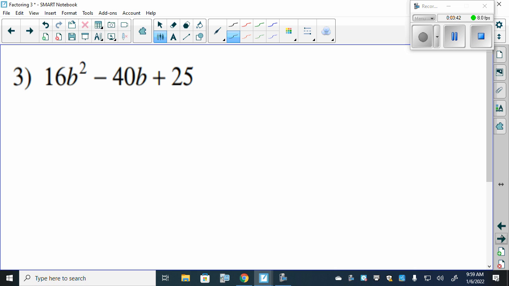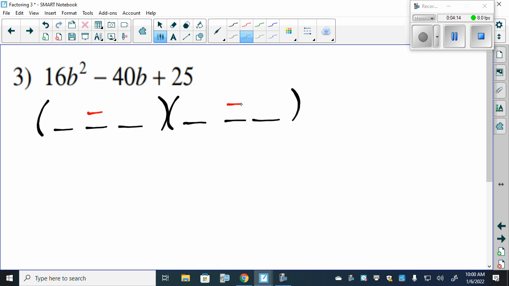16b squared minus 40b plus 25. Okay. Is there a greatest common factor between all 3 terms? Well, no, because 16 and 40, yes, but the 25, not so much. So we'll have 2 sets of parentheses with 3 spaces. Since the 25 is positive, the signs are the same, and they match the sign of the middle term, which works out to be negative and negative.